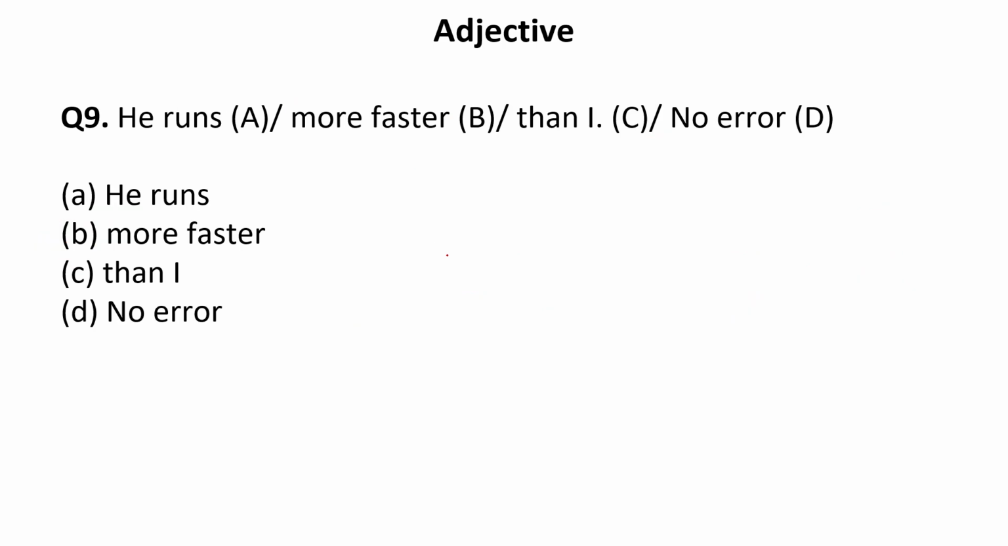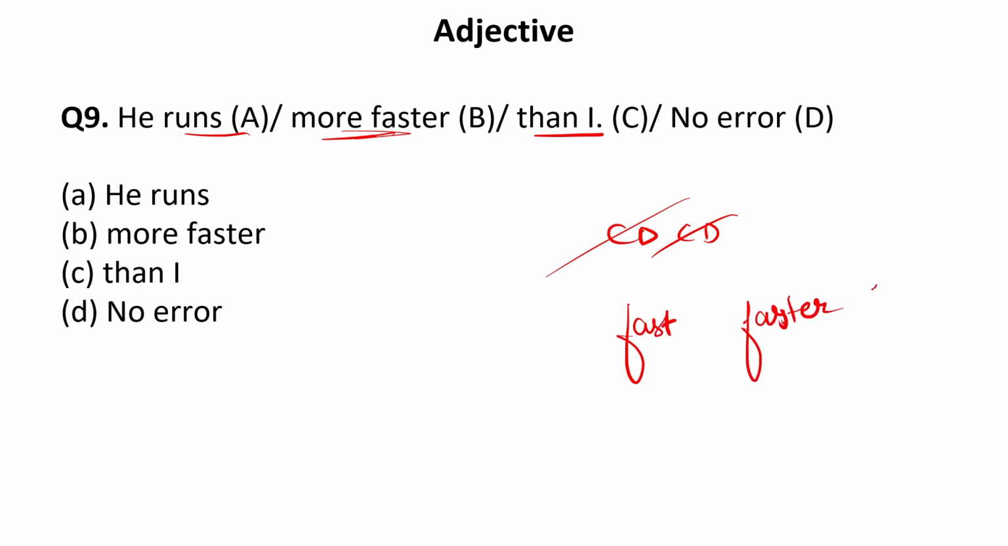Now let us move to the next one. He runs more faster than I. Now, we cannot have two comparative degrees together. This is superfluous. So when there is a word fast, it is a positive degree. For it, we can use faster as comparative degree and fastest as superlative degree. Now, if I need a comparative degree, I can write faster. We need not write more over here because more makes the word comparative, which is not needed over here. We have fast in comparative degree as well.